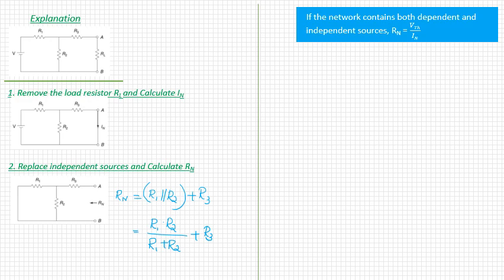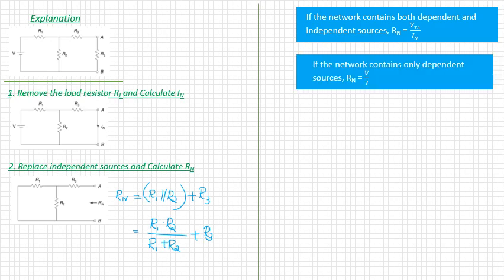And if the network contains both dependent and independent sources, RN can be found out using this relation, VTh divided by IN. And if the network contains only dependent sources, RN will be equal to V divided by I, where V is a non-zero voltage source and I will be the current drawn from that voltage source by the circuit.